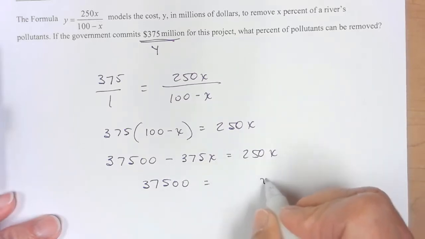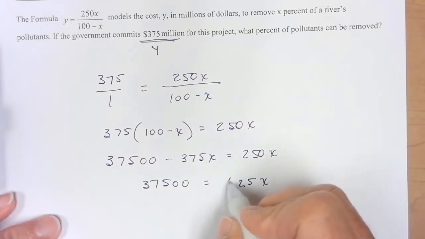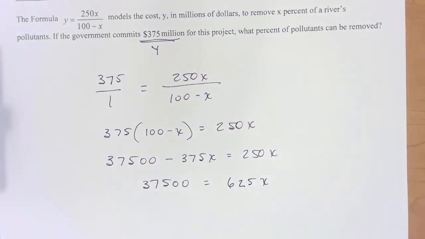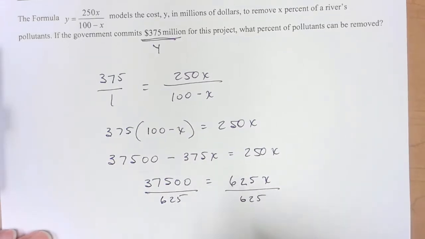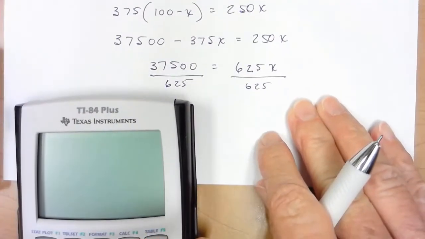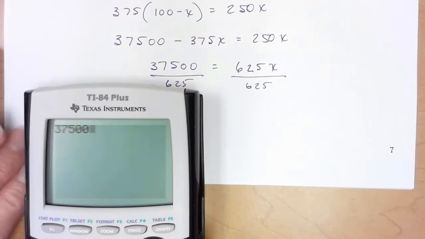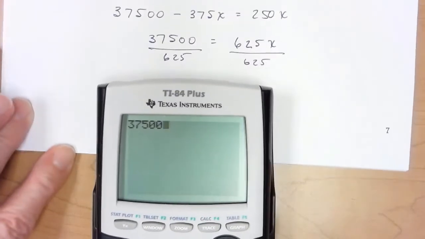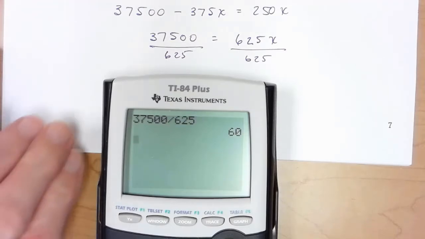And that would be 625. Need to check me on that. Now what I need to do to both sides is divide by 625. So 37500 doesn't look very focused. That's better. Divide by 625. 60.